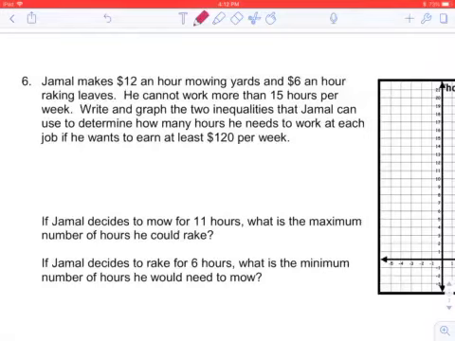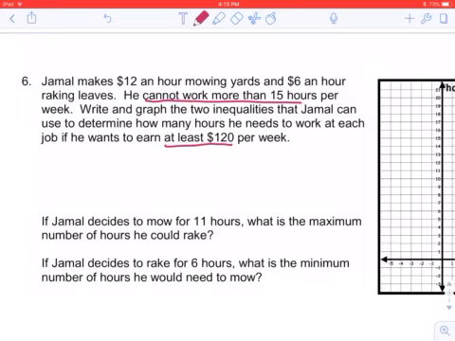Okay, so number 6, Jamal makes $12 an hour mowing yards and $6 an hour raking leaves. He cannot work more than 15 hours per week. Write and graph the two inequalities that Jamal can use to determine how many hours he needs to work at each job if he wants to earn at least $120 per week. So we know this is an inequality because it says at least $120 and cannot work more than 15.